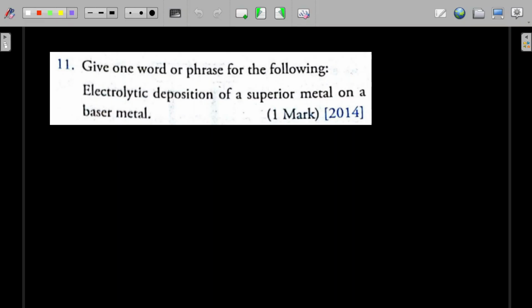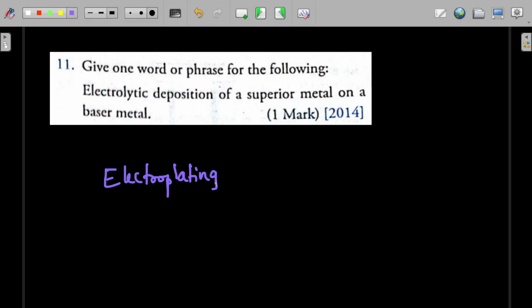Okay. Iona, what is the word or phrase? Electroplating. Whatever we studied, the second case for copper sulfate using active electrode, the same technique we use to do electroplating as well as electrorefining, which are the applications. If they ask you what are the two applications of electrolysis, you can write electroplating and electrorefining.